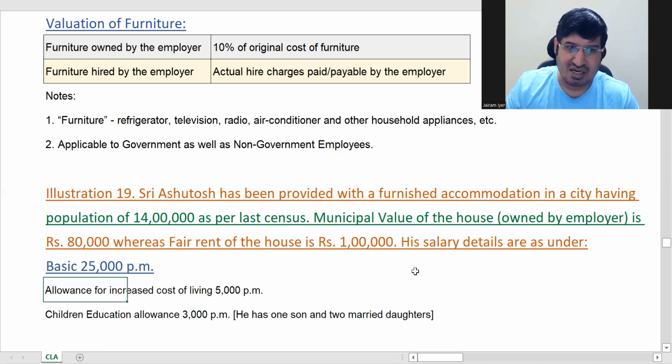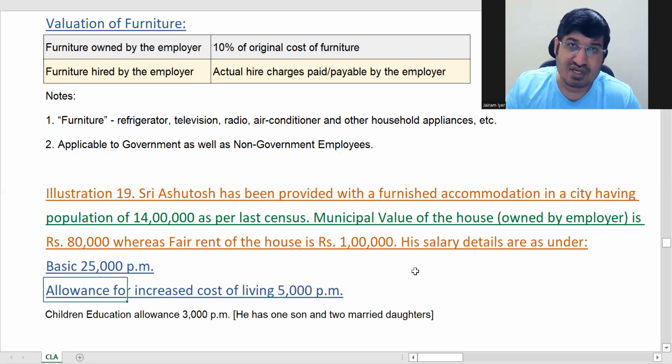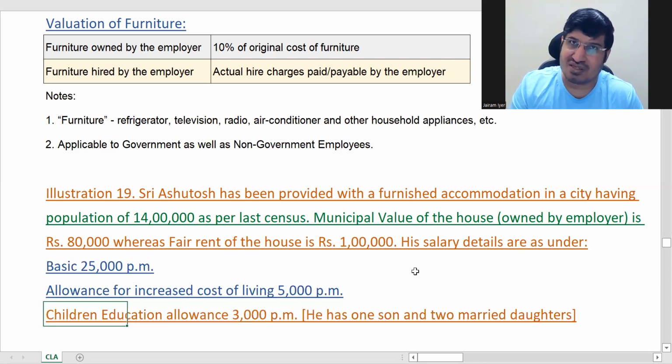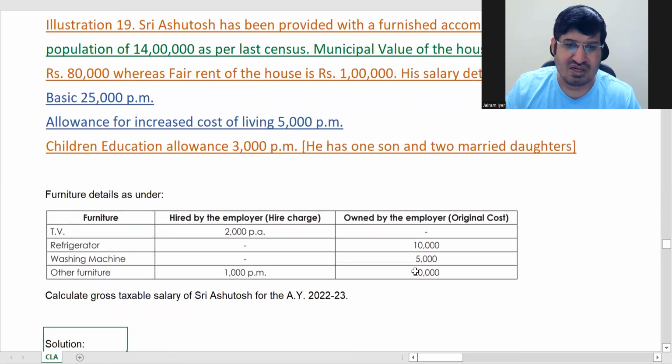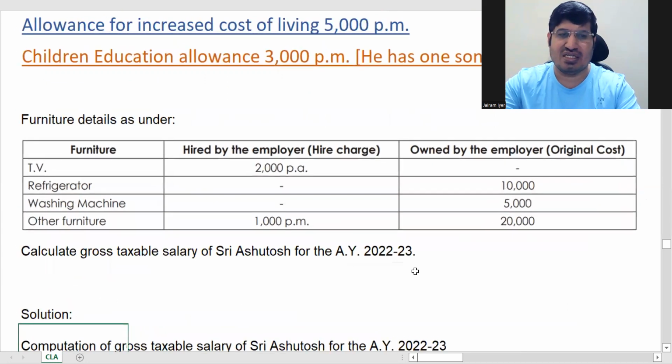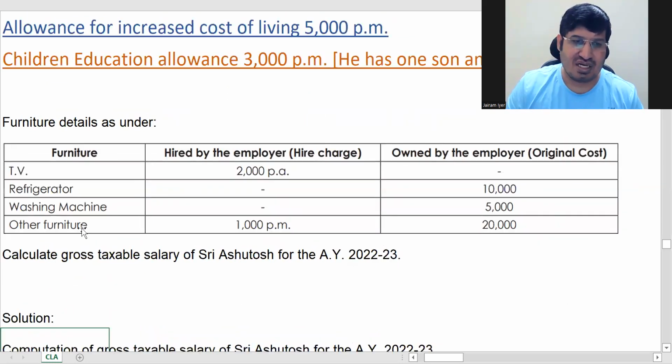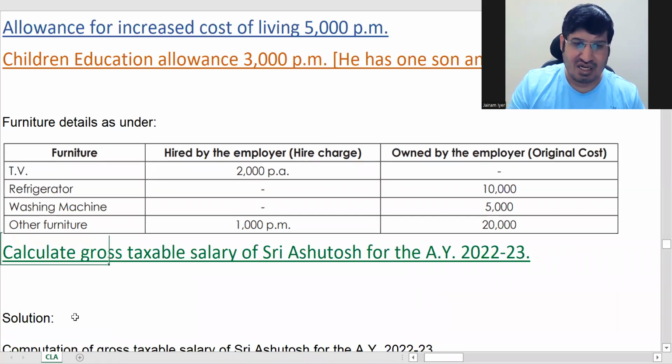Basic salary. Allowance for increased cost of living. So DA, dearness allowance, is the allowance which you get for increased cost of living. Children education allowance, 3,000 per month. Has one son, two married daughters. So no problem if they are married or not married. For two people, she will get exemption. 200 exemption she will get, 2,800 per month will be taxable. That's all. And then they have just given you furniture details. Calculate gross taxable salary.